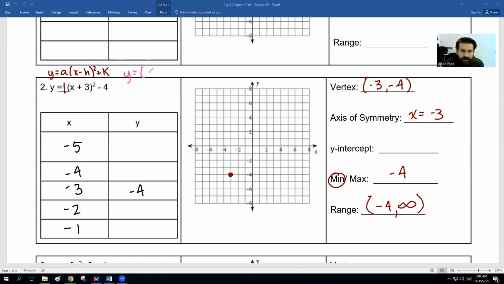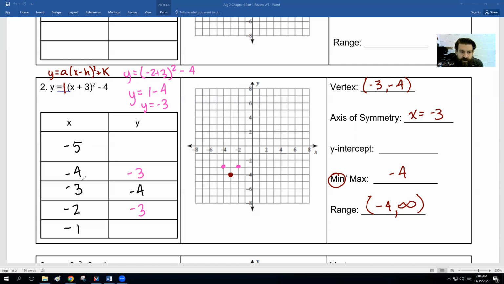So what is -2 plus 3 squared minus 4? All right, -2 plus 3 is 1. 1 squared is 1. And 1 minus 4 is -3. So -2 goes to -3. -4 would also go to -3. So -2 is down to -3. -4 is also down to -3.